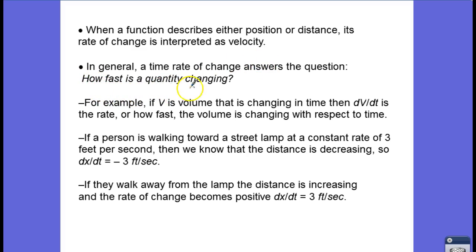And so we can have positive and negative velocities. Also, a time rate of change will always be answering some form of this question: how fast is a quantity changing? So these are words that we want to look for. A couple of examples. If V is volume changing in time, then dV dt is the rate, or how fast the volume is changing with respect to time.